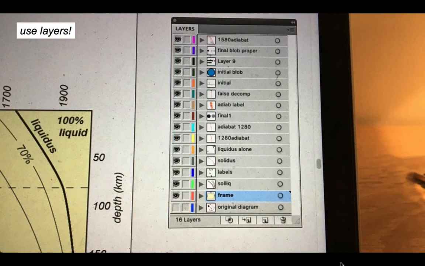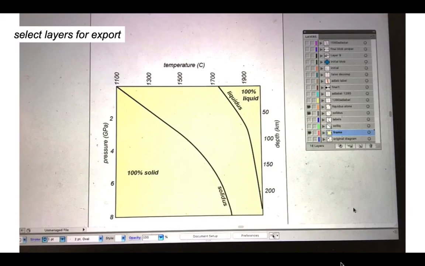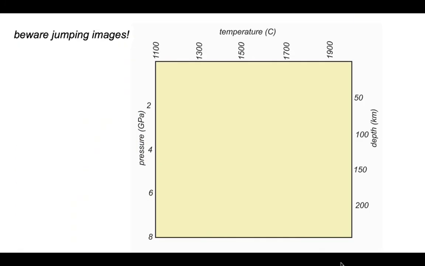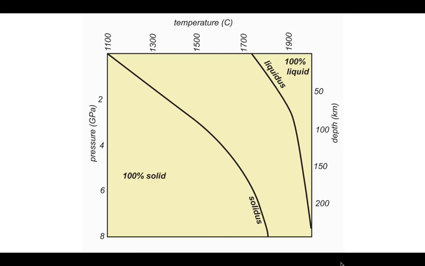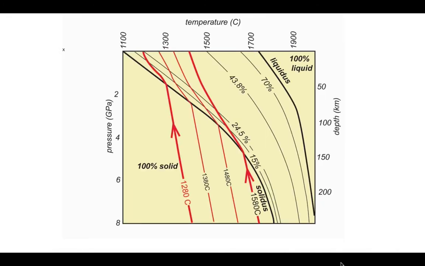So the critical thing when designing a diagram is to use layers, and then we can select individual layers for export. In other words, we can start off with just the axes of temperature versus pressure or depth. But beware the problem of jumping images. So in building up to that story through there, the images jumped around on the screen. That's a huge distraction. It may distract from listening to the words.